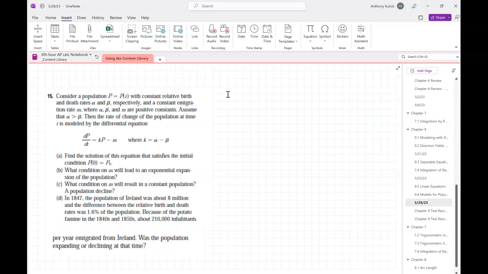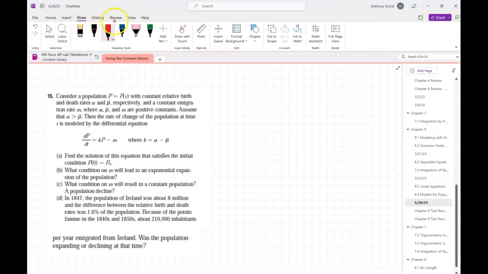Then the rate of change of population at time t is modeled by the differential equation dP/dt equals kP minus M, where k is equal to alpha minus beta. Find the solution to this equation that satisfies the initial condition P of 0 is equal to P naught. Okay?